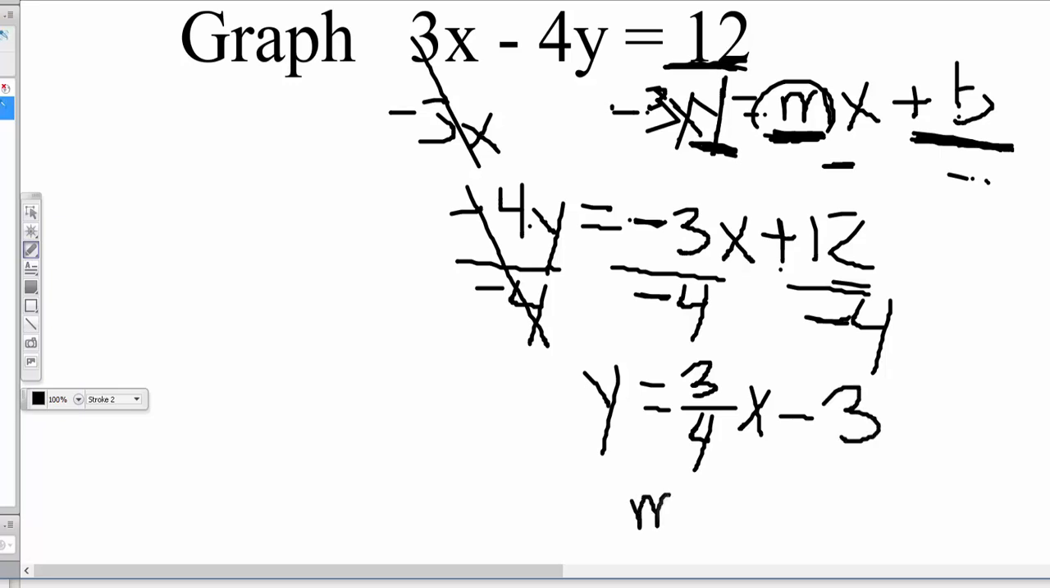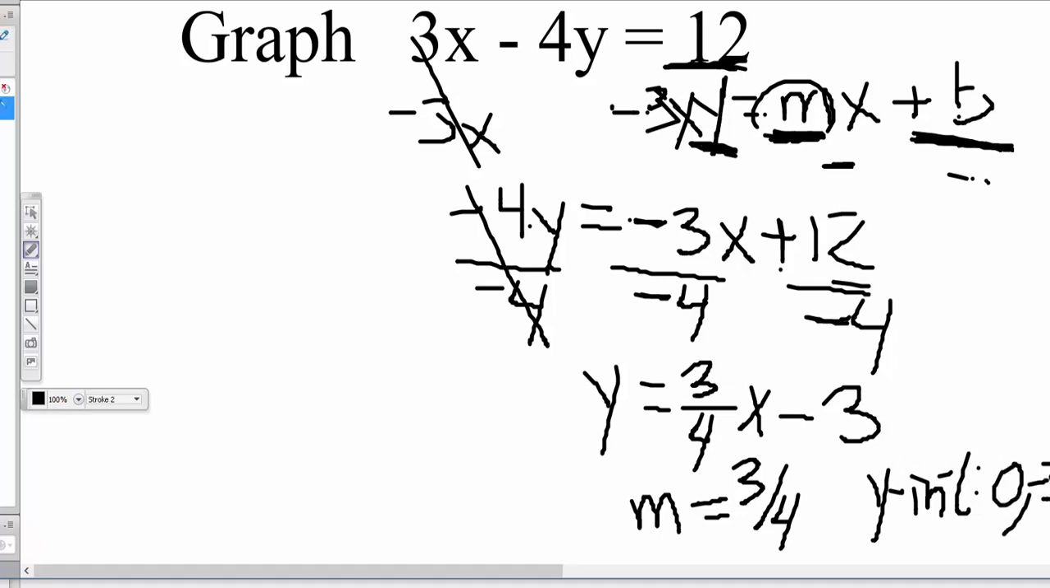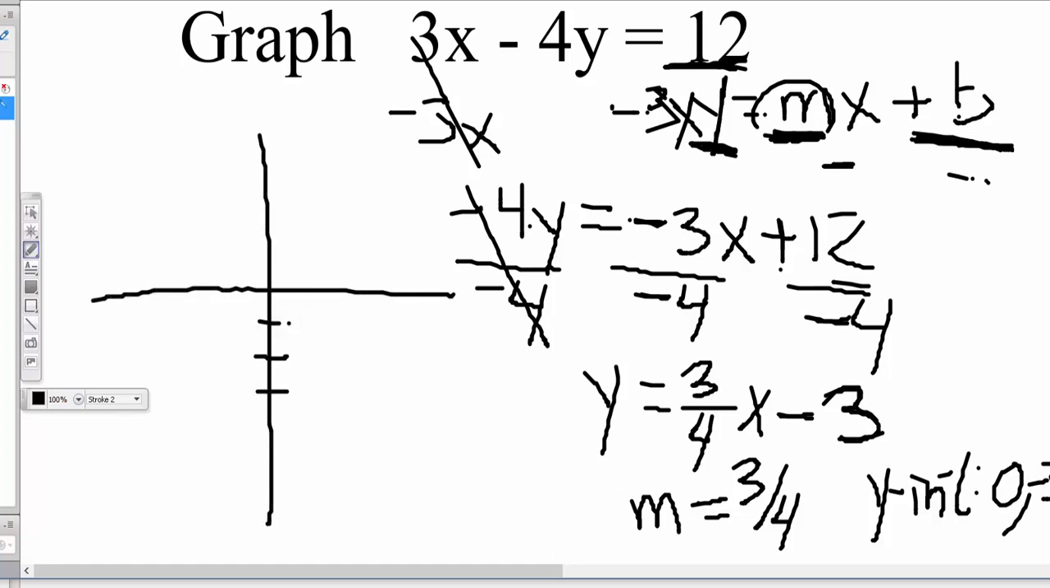So what this tells us is that our slope is 3/4, and that our y-intercept is going to cross at 0, negative 3. This minus 3 tells us that when we look at our graph, our y-intercept is going to be crossing down 3. That is exactly what that minus 3 said. If that were a plus 2, then I would have gone up 2 and put my point there. So essentially, whatever that plus or minus number is, that's exactly where we're going to go on our y-axis.